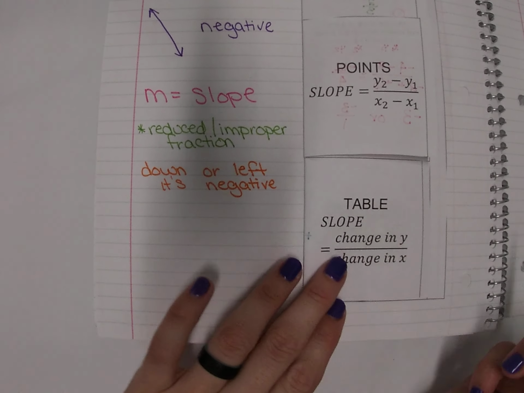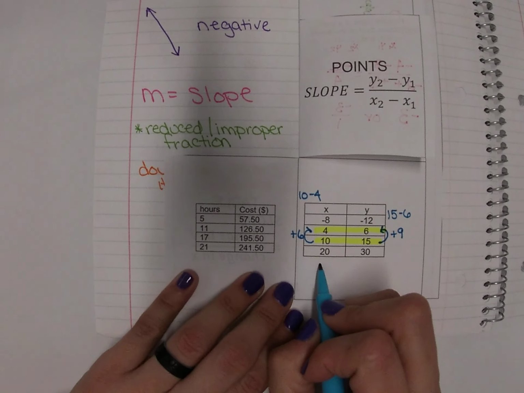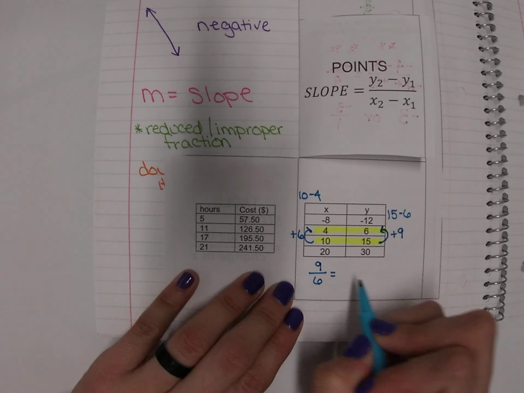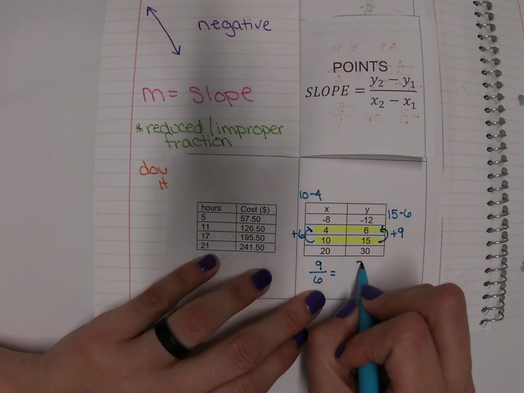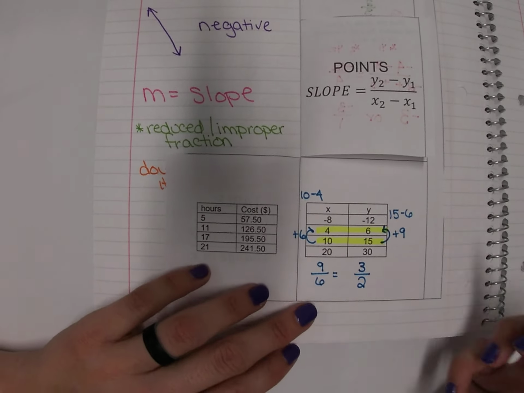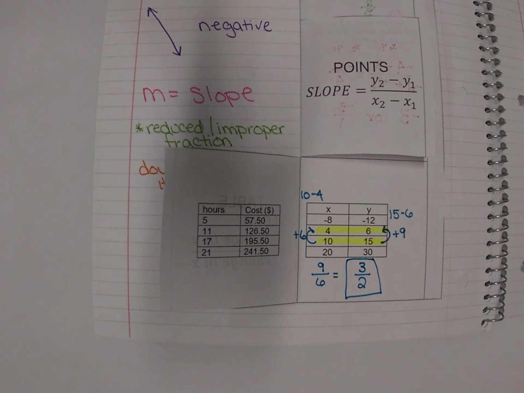Okay, but we want our change in y on top. So we need our y side on top. So we need 9 over 6. That is not in reduced improper fraction form. So we need to get this simplified, which will be 3 over 2. Okay, this is still what m equals. It's still 3 over 2.